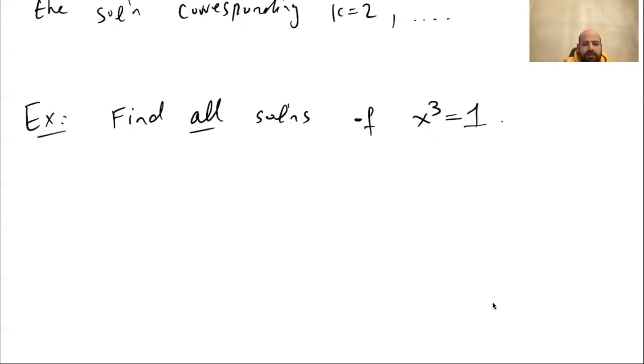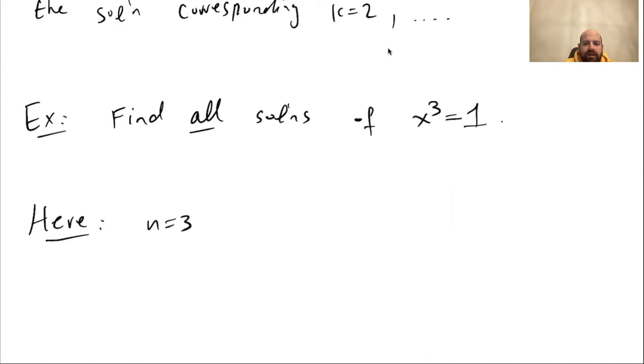Well, again, in high school, you would say the solution of x to power 3 equals 1 is x equals 1. But here we know that when we extend our numbers to complex numbers, then every equation of degree n has exactly n solutions. So x to power 3 equals 1 must have exactly 3 solutions. So here n equals 3. So what will be the solutions?